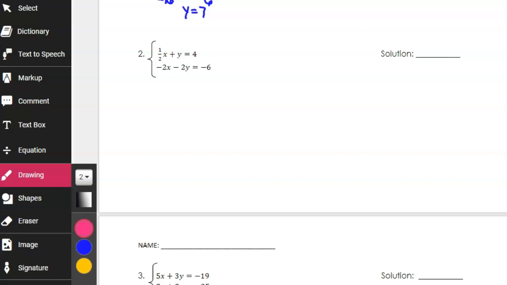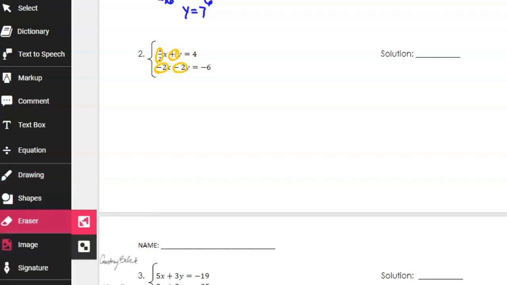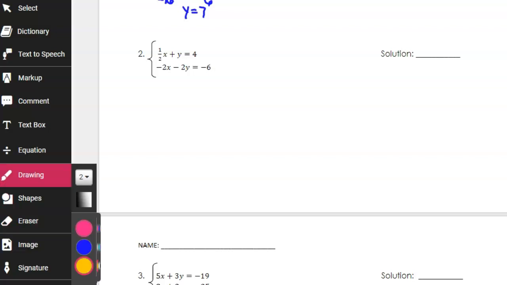In step 2, it says, are the coefficients of one of the variables opposites of each other? Well, my coefficients are 1/2 and -2. Those aren't opposites of each other. And these coefficients are 1 and -2. Those aren't opposites of each other either. So I'm going to go ahead and erase that. I can't move on until I have opposite terms.